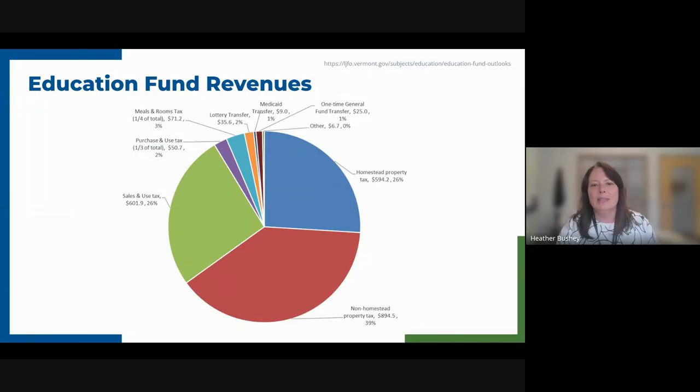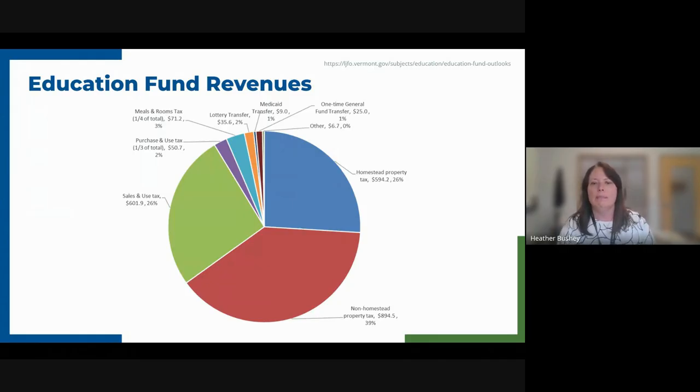The rest of the numbers get a bit smaller, and the next couple are just a portion of it. So we get a third of the purchase and use tax. We get a quarter of the meals and rooms tax. You might wonder what's the difference between purchase and use and sales and use. Purchase and use is a term that the state uses specific to vehicles. So that's where those fall.